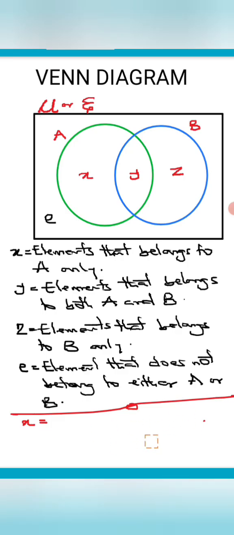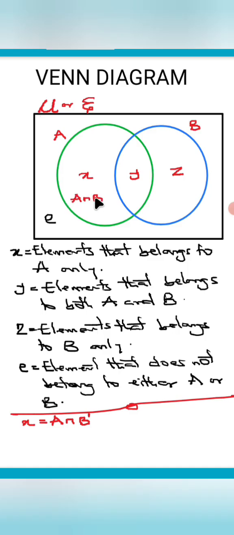So basically, the position X here will represent A intersection B complement. What does this mean? B complement means those elements that are present inside the universal set but not present in B. So if you have elements that are not present in B, that means those elements are basically present in A. So A intersection B complement is what this space represents. So let's put it there.